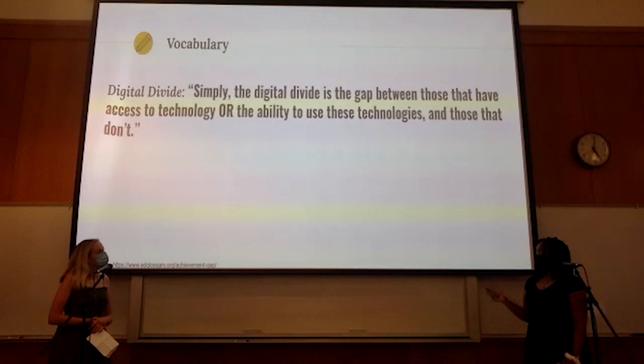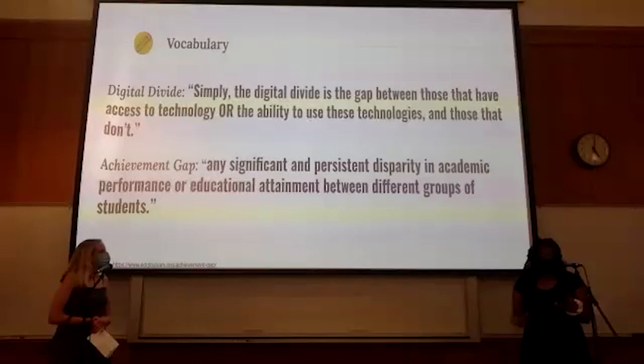The achievement gap is any significant or persistent disparity in academic performance or educational attainment between different groups of students. As society moves towards technology and schools become more technologically dependent, students that don't have access to computers or laptops or tablets fall behind, and disparities can be shown in test scores, grades, course selection, and dropout rates.